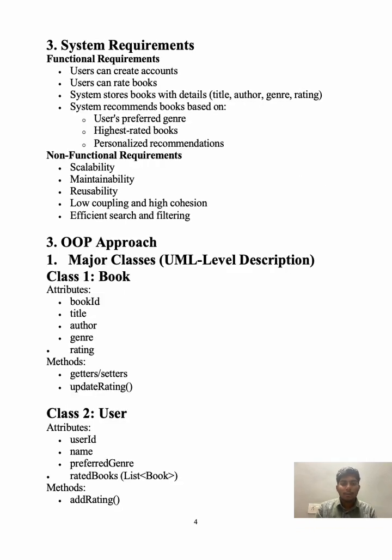System requirements. Now moving on to the system requirements of the book recommendation system, we divide the requirements into functional and non-functional. Functional requirements. First one is user account creation. The system must allow the user to create an account so that they can track their preferences and ratings. Second one, users can rate books. Rating is essential because the recommendation engine uses the rating to understand user behavior.